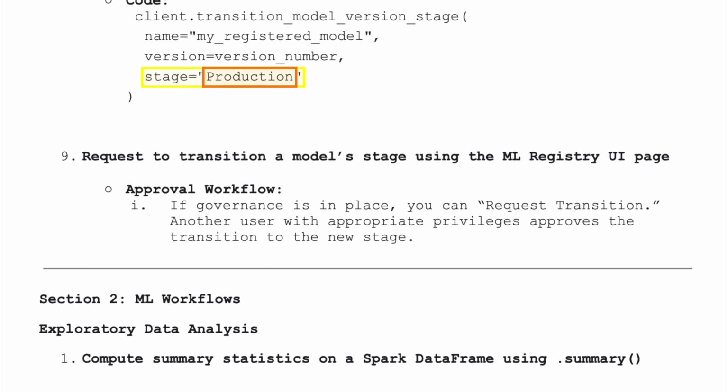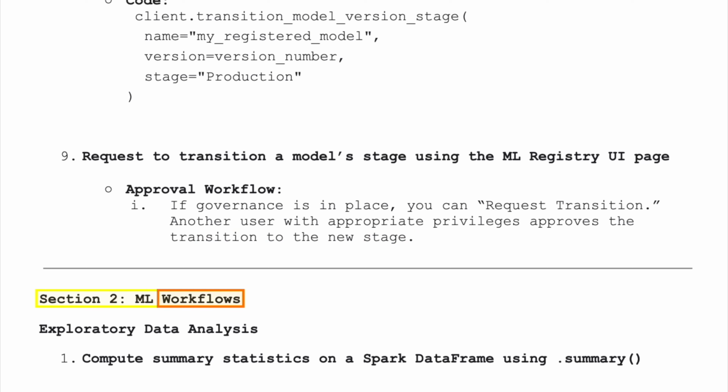equals production. 9. Request to transition a model stage using the model registry page approval workflow. If governance is in place, you can request a transition. Another user with appropriate privileges approves the transition to the new stage.